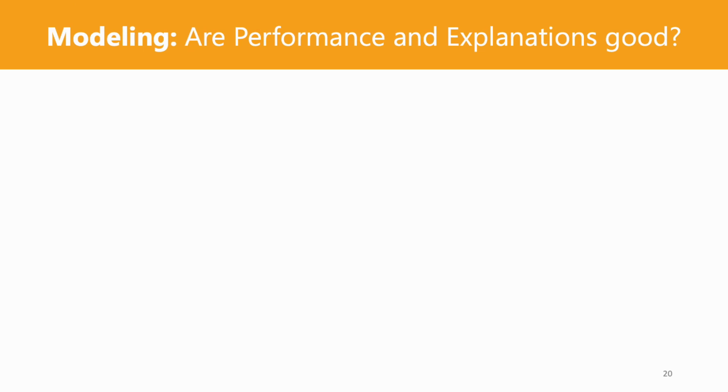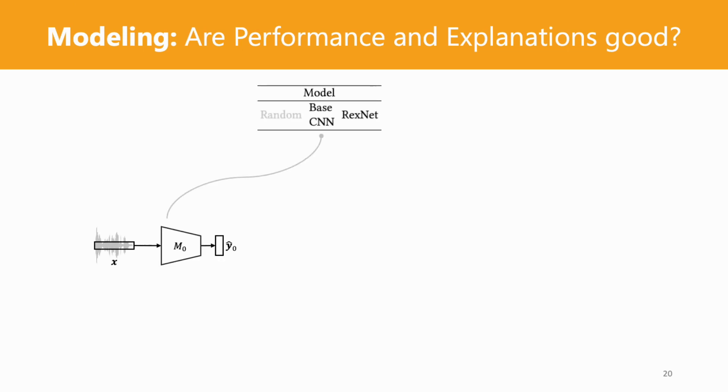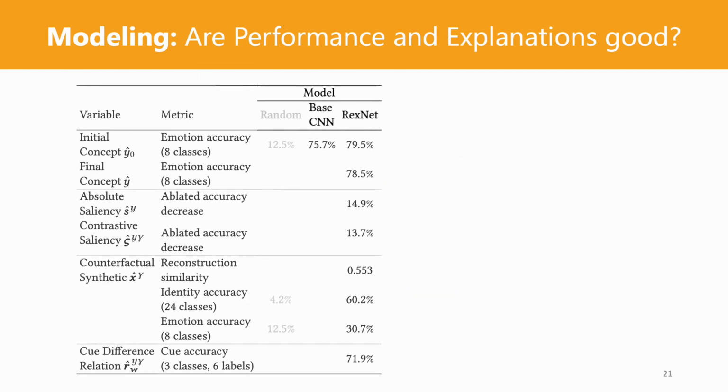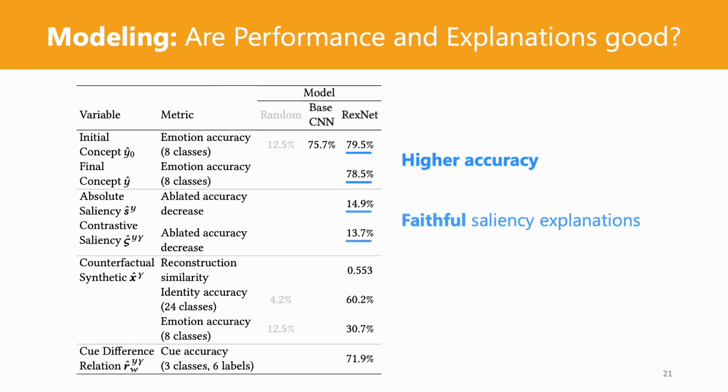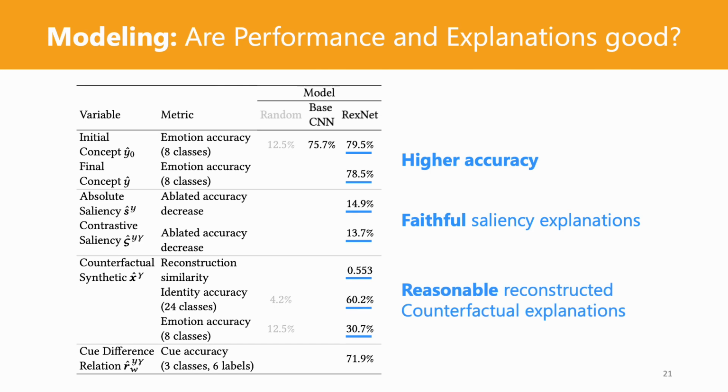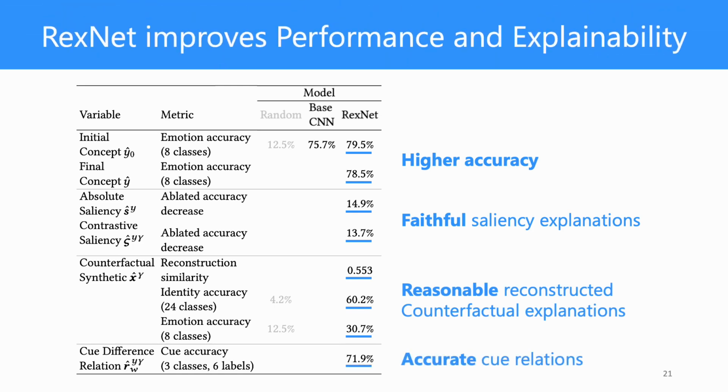Specifically, to verify whether our method is good enough in terms of the prediction performance and explanations, we compare a CNN-based speech emotion recognition model against RexNet. The results from our modeling study indicate that RexNet can improve the emotion recognition accuracy, probably since the model is trained to be aware of cue information. We also confirmed that RexNet can provide faithful contrastive saliency, reasonable reconstructed counterfactual explanations, and accurate cue relations.